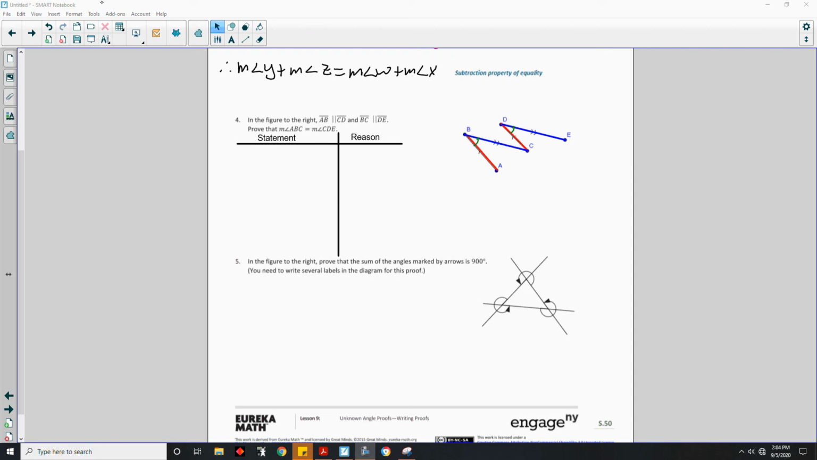All right, so now we want to prove that these two angles are congruent. So you always start off with what they gave you. So I would say segment AB is parallel to segment CD, and segment BC is parallel to segment DE. Reason: given. Okay, they gave us that reason.